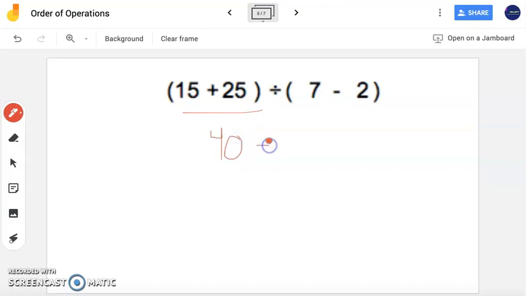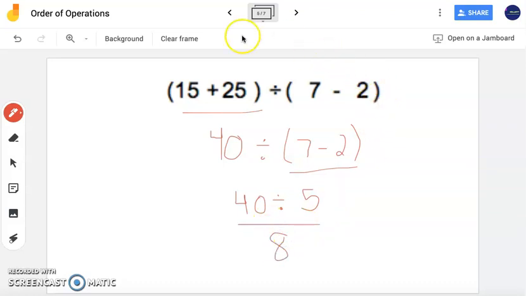Now, I'm going to also rewrite 40 divided by 7 minus 2. And again, I like taking it one step at a time. But here I still have parentheses and division. I still need to do my other set of parentheses as well. So I have 40 divided by, but instead of writing 7 minus 2, I'm going to replace or substitute that with 5, because 7 minus 2 is 5. And now I just have division. So 40 divided by 5 is 8.